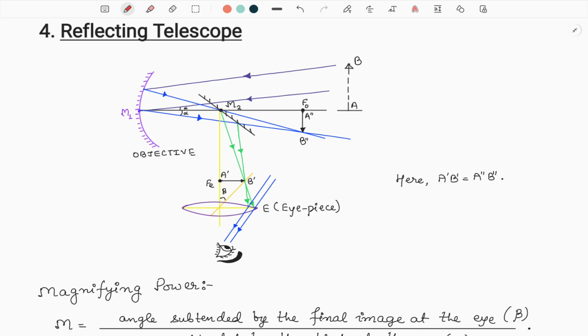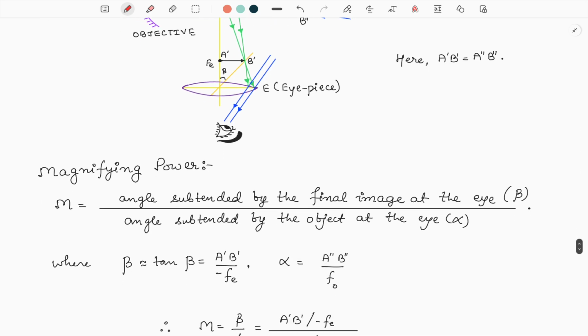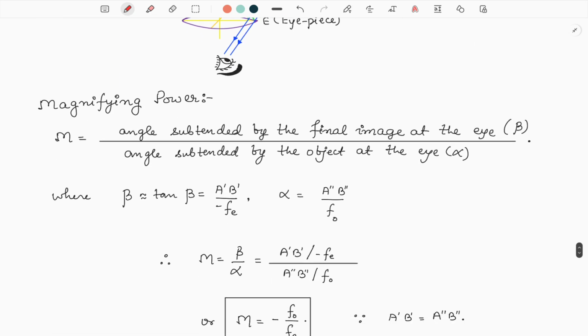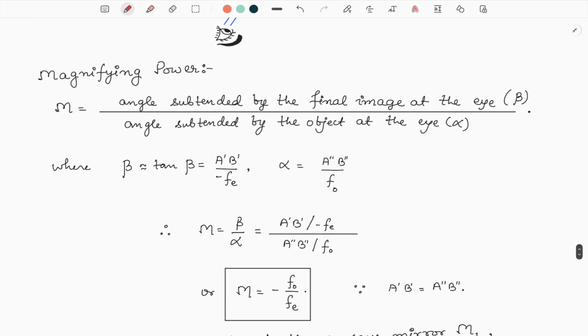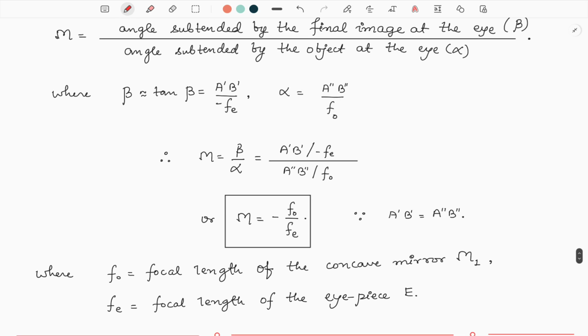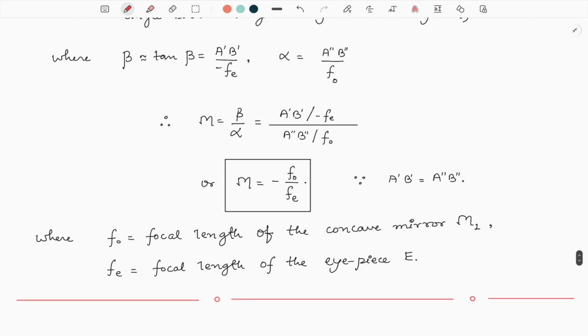Now using this ray diagram and all the notations and symbols, we can calculate the magnifying power for the reflecting telescope as beta upon alpha, and since again angles alpha and beta are very small, we can replace them by tan alpha and tan beta. Here we get a very simple value of m as minus f naught upon Fe, where f naught is the focal length of the concave mirror and Fe is the focal length of the eyepiece.